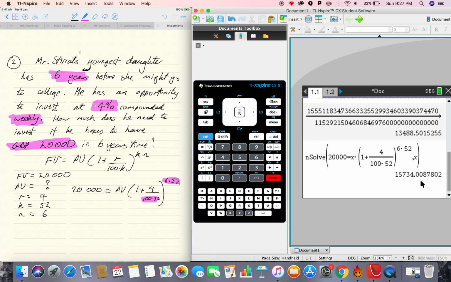So we are saying that the present value, PV, the amount you have to invest, is 15,734.01 GBP. Well, that's pretty interesting, isn't it? Because if you think about it, in 6 years, if I invest 15,000 or 16,000, that's going to grow to 20,000. That's quite a nice chunk of growth, isn't it? 4% for 6 years. So again, about 4,000 here. Well, 4,300.